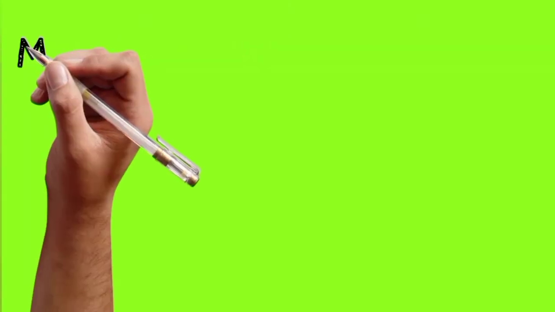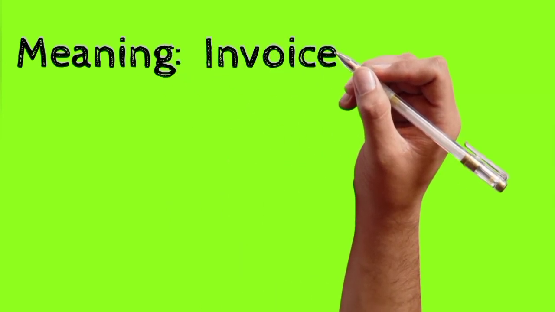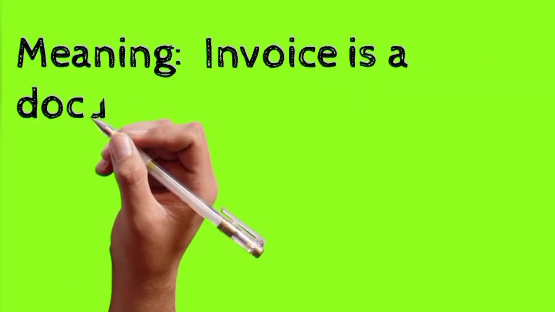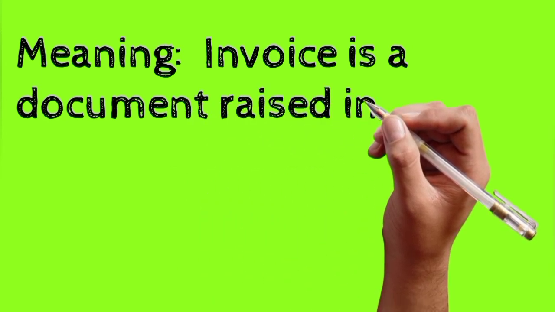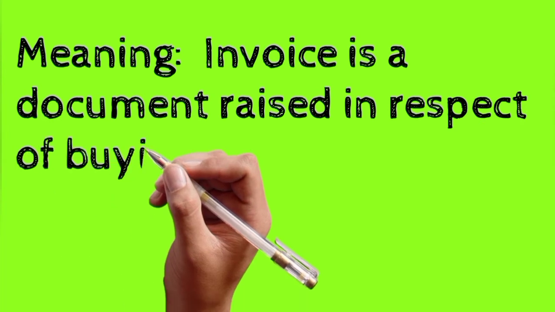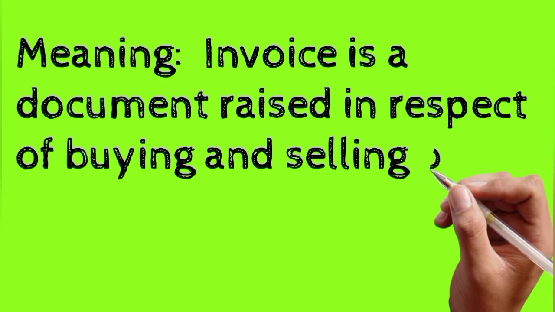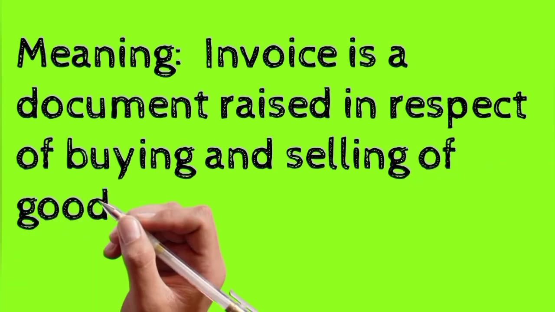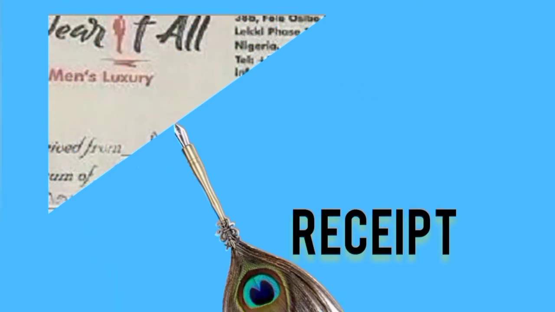Now, an invoice. What is an invoice? An invoice is a document raised in respect of buying and selling of goods. Invoice will give the detailed description of the goods. Then receipt.